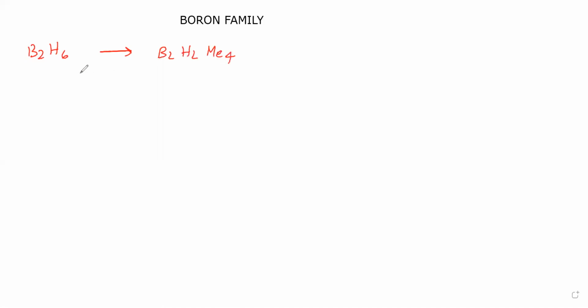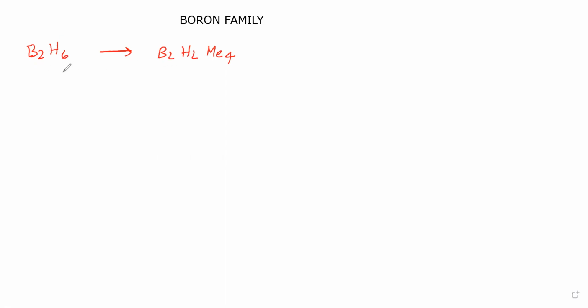B2H2Me4. That means 4 hydrogens undergo methylation. That means 4 hydrogens are replaced by methyl groups. The rest of the 2 hydrogens are intact. They are not converted, they are not going for methylation.